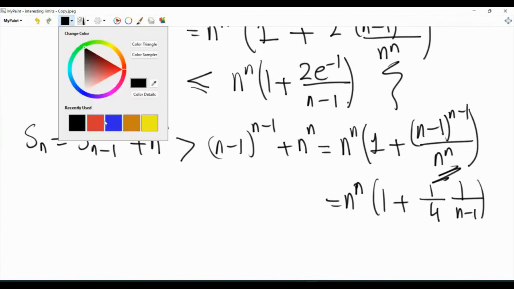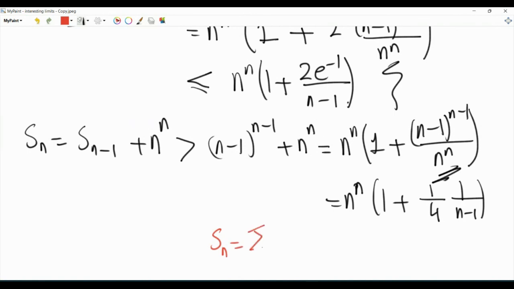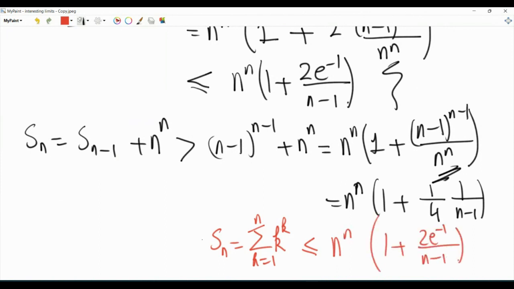So we have this inequality that Sn, which is summation k from 1 to n, k to the power k, is less than or equal to n to the n, 1 plus 2e to the power minus 1 over n minus 1, and is greater than or equal to n to the n, 1 plus 1/4 over n minus 1.